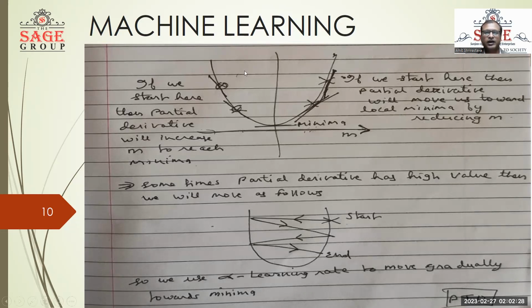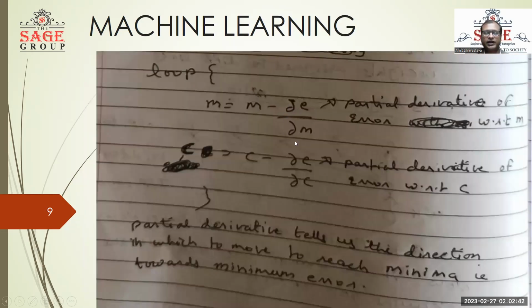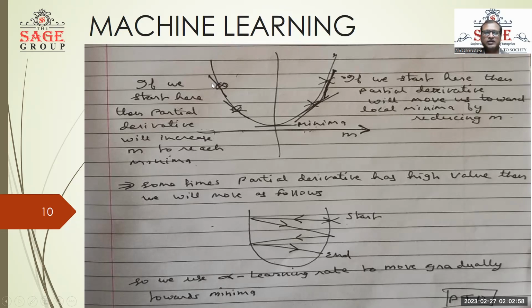Similar will be the case here. If my M is here, then when I do the partial derivative of error with respect to M, it will give me a negative value. When I put this negative value in the formula, negative and negative becomes positive. It means I am adding some magnitude to the older M. So my new M will be a little bit larger than the older M. And this is what we actually want, because M is lying here, and we need to increase M so as to reach this minimum. This is how this principle works.